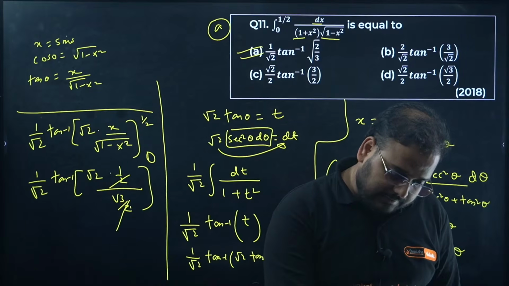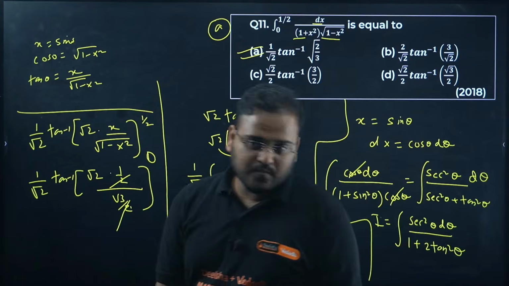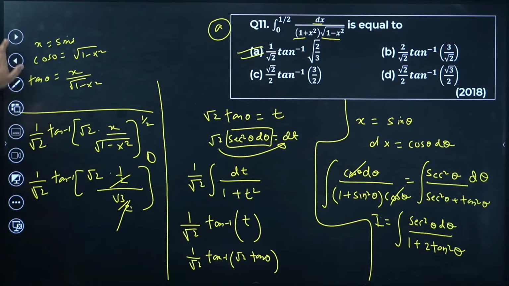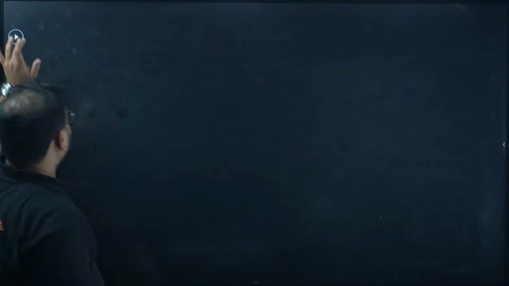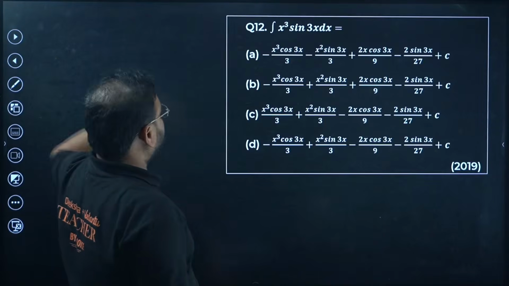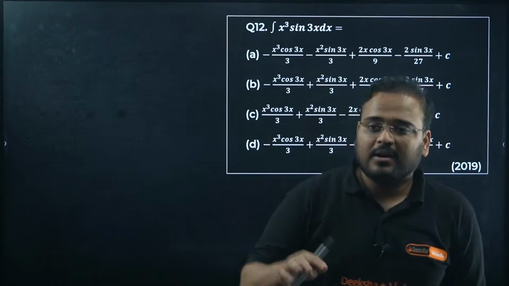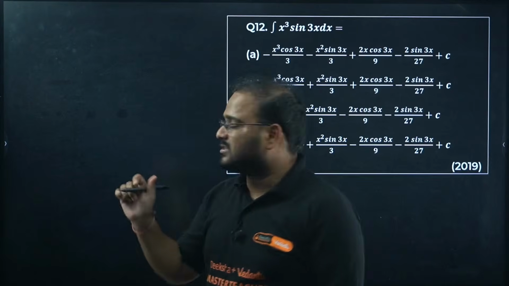Yeah, A is correct. Good question. 11th is option A. 12th one. This is the condition for by parts. Okay, I'm going to tell you how to do it. You can do it from your side also.